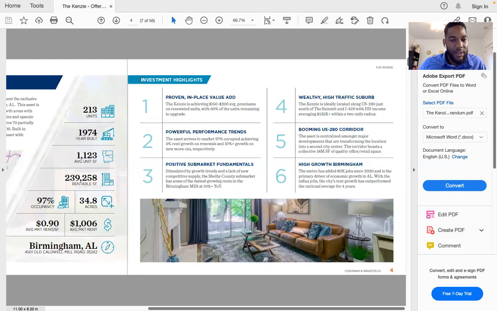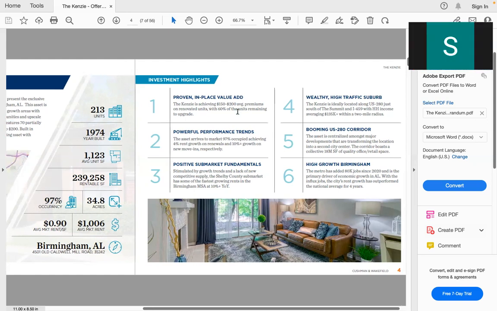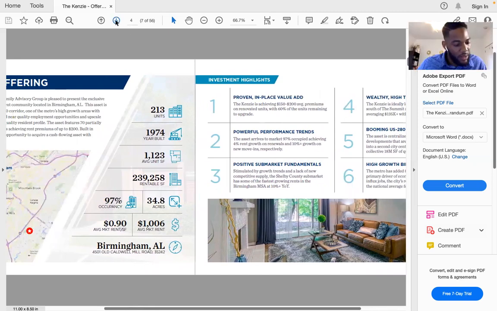Another thing I wanted to go back to real quick: this rent premium here is pretty decent. We're talking about $150 to $200 a unit in premium. I think that's pretty decent. And also, they've renovated a substantial amount of units on the property, right? So it's saying only 60% of the units remain to upgrade. That's another thing to point out. All right, let's keep it going.